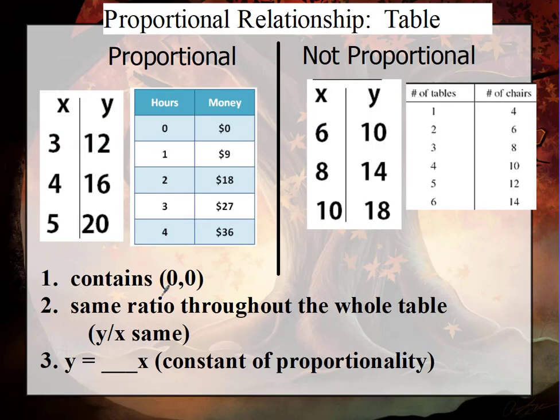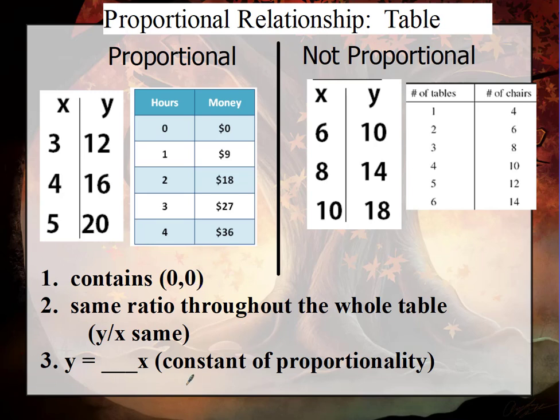One last thing. How could I determine if it is proportional if it's a t-chart? Well, there's 3 ways of telling that. 1, the t-chart must contain the origin, 0, 0. 2, the t-chart must have the same ratio throughout the whole table. So it's got to count by the same thing on both sides.